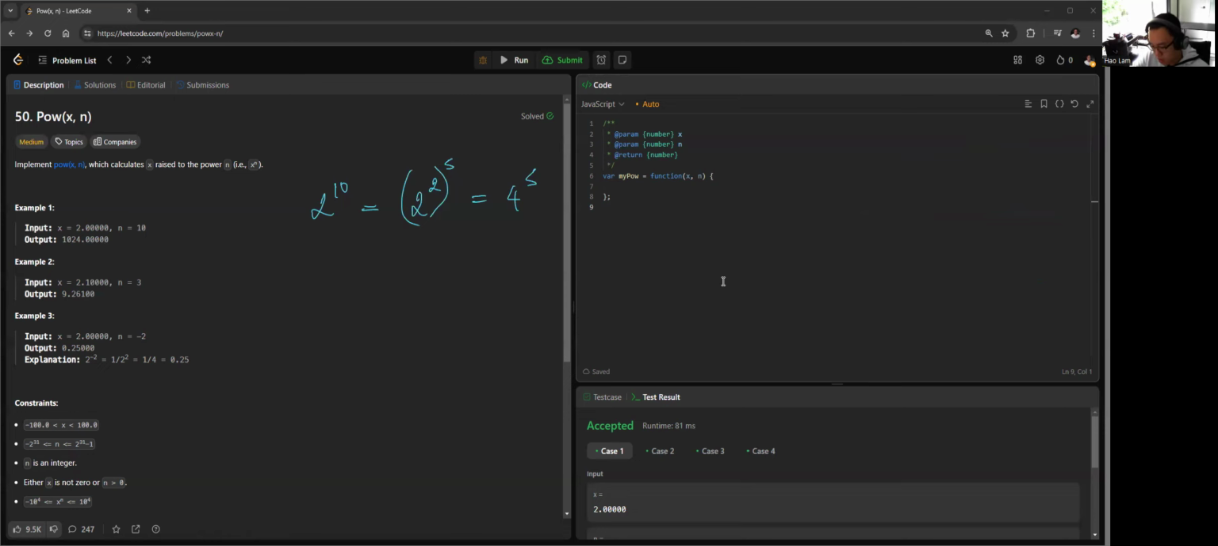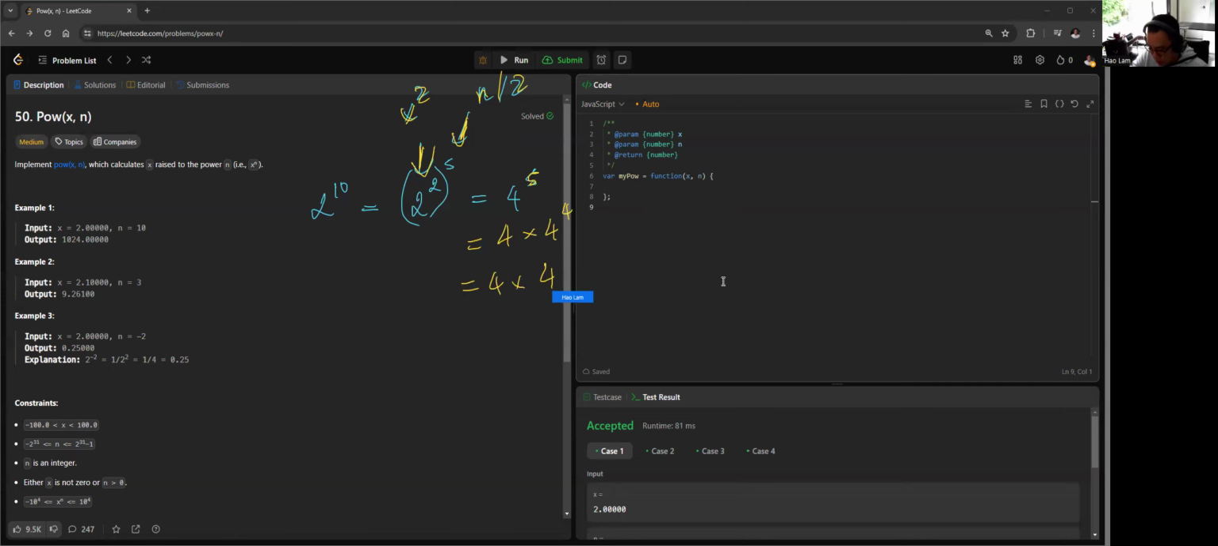So we can split the component. We can divide the component in half. So this is n, and we can divide n in half and square the x. We can keep going. If n is odd, then we can split it up. We can do 4 multiplied by 4 to the 4, which is the same thing.